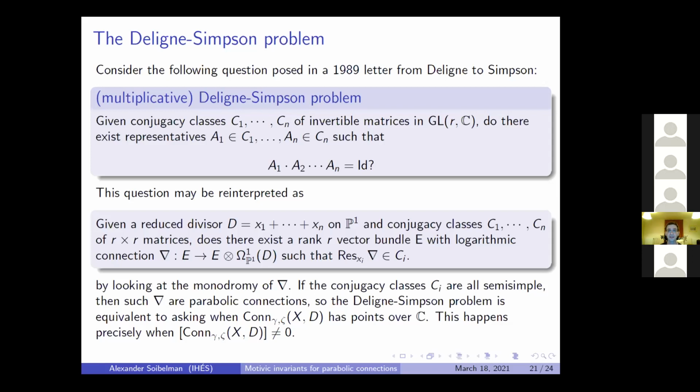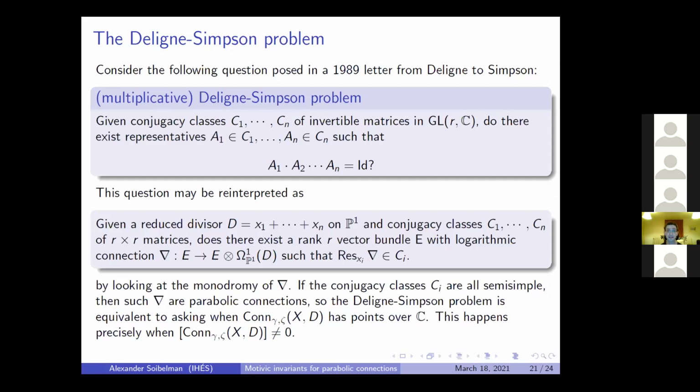And so the A_i will be local monodromies. Yes, you can get the A_i by passing to the monodromy operators for this connection, and the condition of this being punctured P1 is what tells you they multiply to the identity.